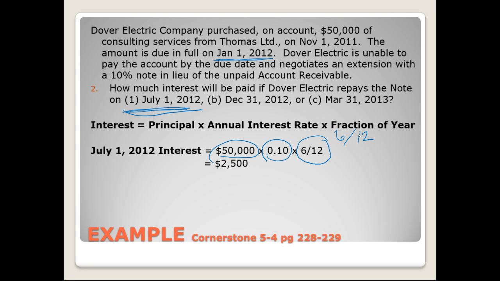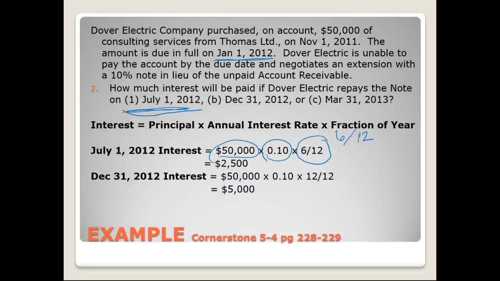Now, do it yourself. How long would the note have been outstanding if it was repaid on December 31st, 2012? Right, that would have been 12 months. Meaning, if the note was repaid on December 31st, 2012, the interest would have been the principal of $50,000 times an annual interest rate of 0.10 or 10% times 12 months outstanding out of 12 months of the year, which is just like saying times 1. Which means if it was repaid on December 31st, 2012, it would have been $5,000 of interest.